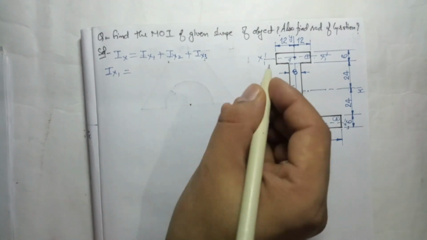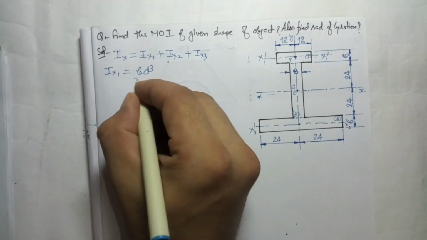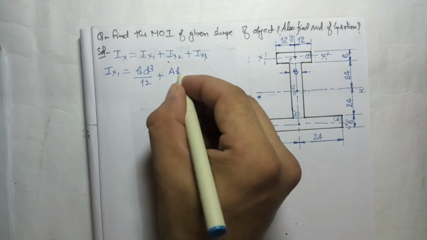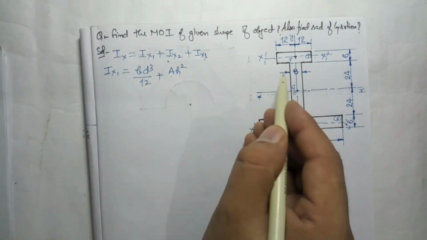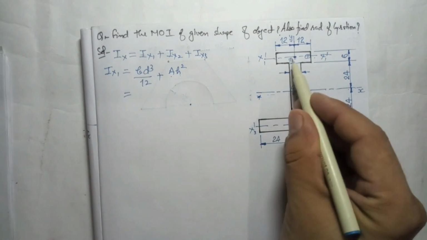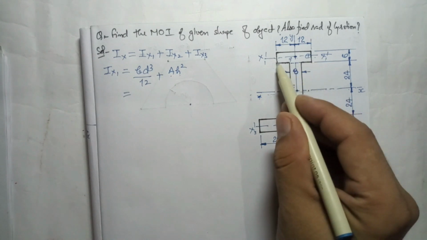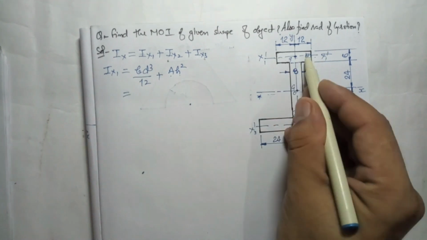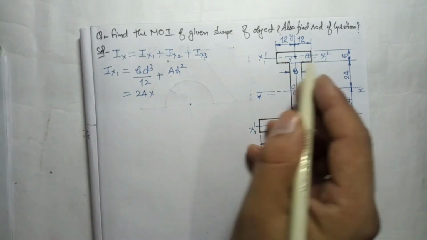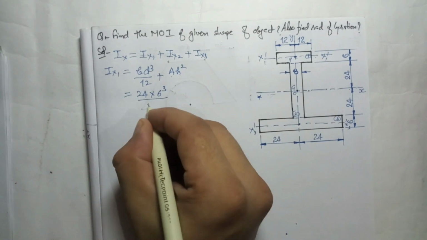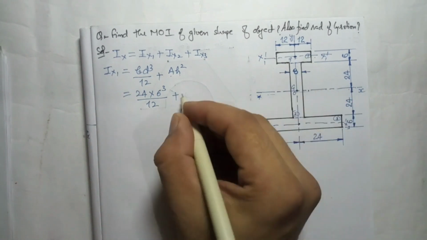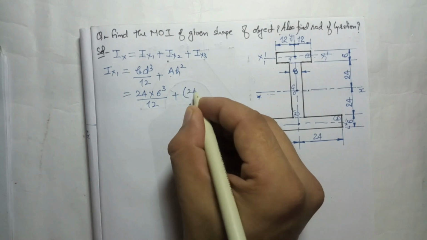This is a rectangle, so we have the direct formula bd cube by 12, and to shift from this axis to this axis, that is A into h squared. A is the area of that rectangle, h is the distance between these two axes. I have told you b is the side parallel to the axis about which we are calculating the moment of inertia in a rectangle. So here b will be 12 plus 12, 24, and d, the perpendicular side, is 6. So 24 into 6 cubed divided by 12, plus the area of this rectangle, 24 into 6.